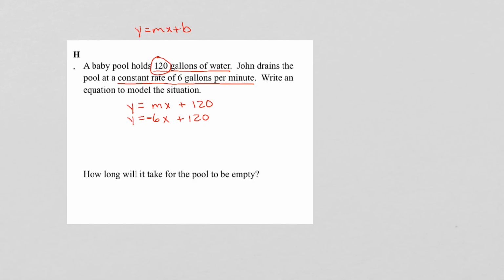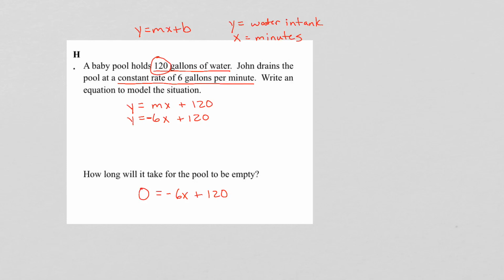And then the second question asks, how long will it take for the pool to be empty? Well, y in this case equals the amount of water in the tank, and x is minutes, the minutes that pass by. So how long will it take for it to be empty? We're looking for minutes. We know that the amount of water in the tank would be 0 when the pool is empty. So 0 equals negative 6x plus 120.